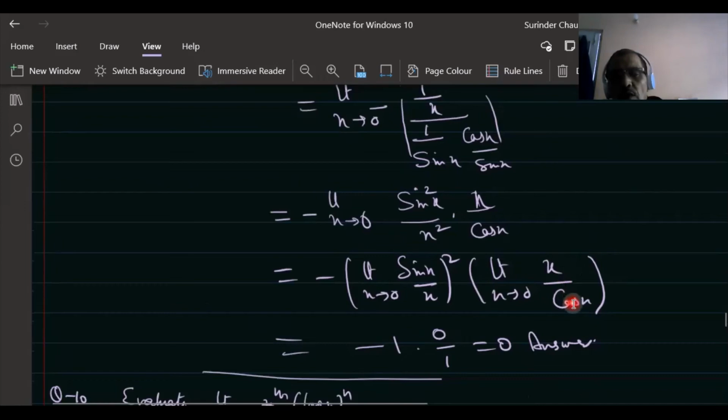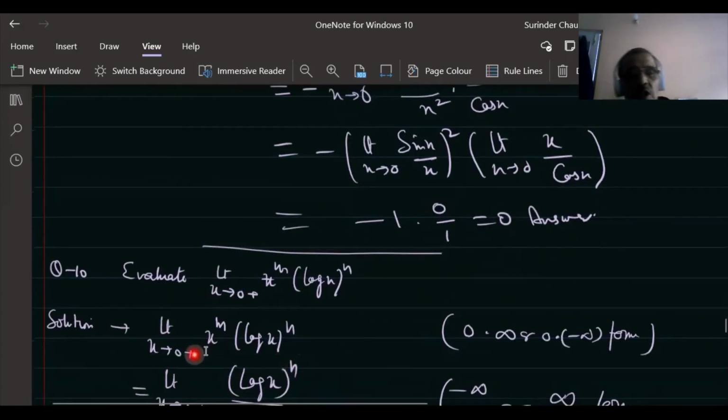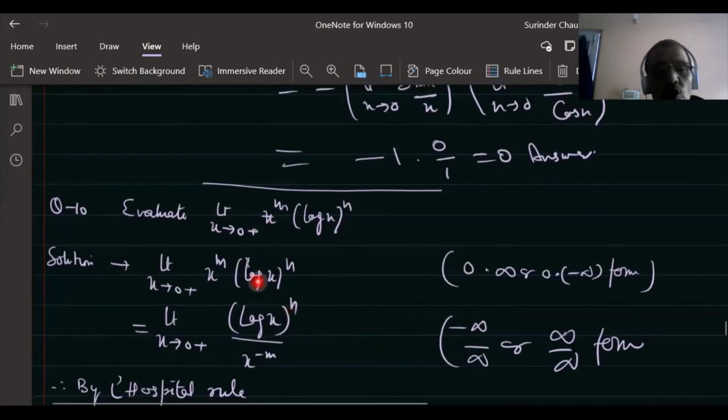Next, evaluate the limit as x approaches 0 from the positive side of x to the power m log of x to the power n. Now this is 0 into log of 0, a 0 times infinity form. Again, we either convert into 0 by 0 form or infinity by infinity form. We arrange the terms in such a way that it becomes one of the two forms. We don't take log into the denominator, so we take x for m as 1 upon x to the power minus m. If you cross multiply, we get the same thing.